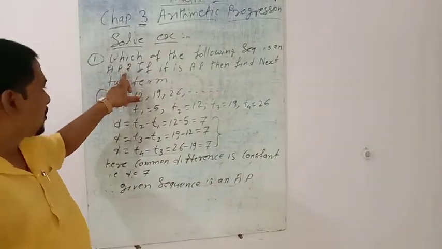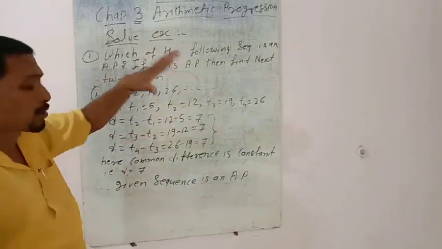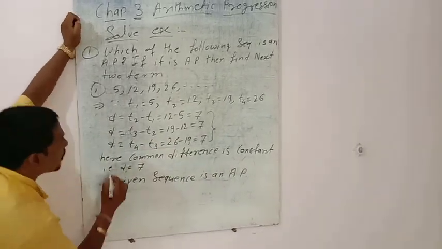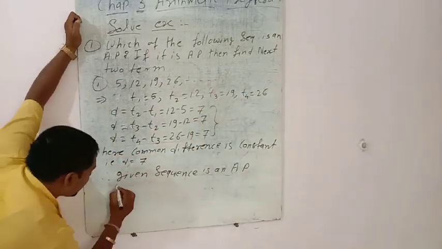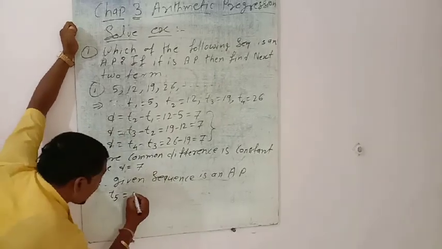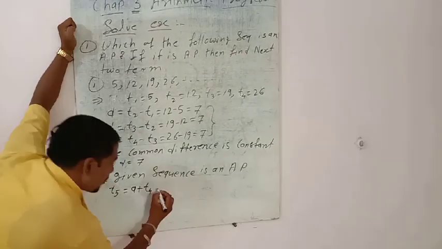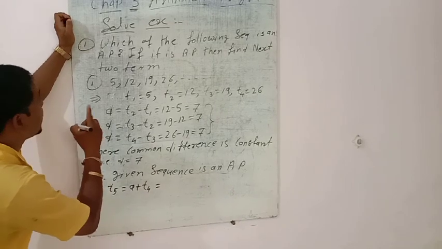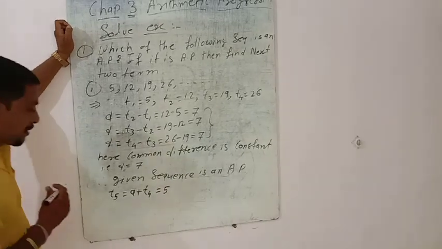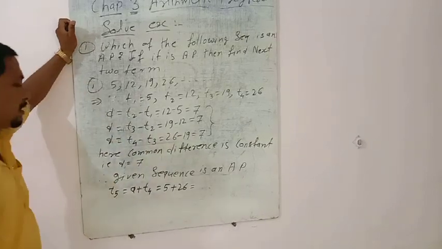So the first point we have completed. After confirming the given sequence is an AP, then find the next two terms. Means we have to take the next two terms, first T4, then after that find T5. T5 equals, we know that, A plus T4. A means what? A means 5, and T4 means 26. 5 plus 26.